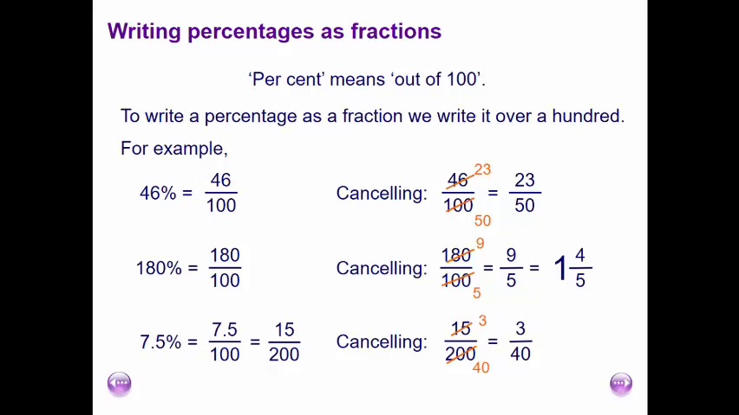But we know that at any point we can put those fractions into a calculator and divide them, and we'd get a decimal answer. If we look at the last one, 7.5%, we've got to be careful that we express that as 7.5, not as 75. So whenever we want to express it as a fraction, put the number over 100.